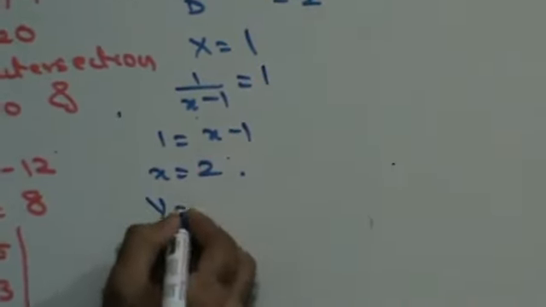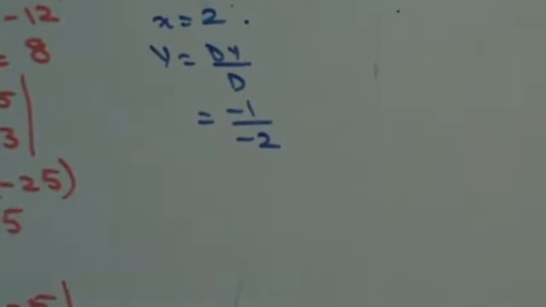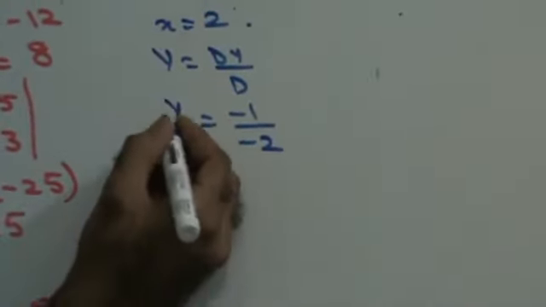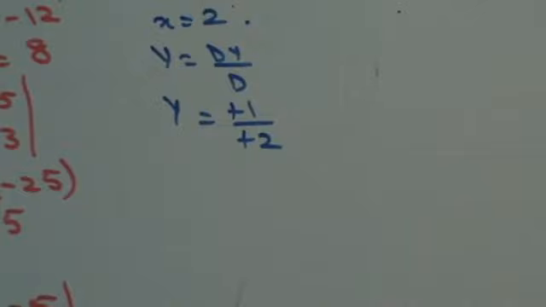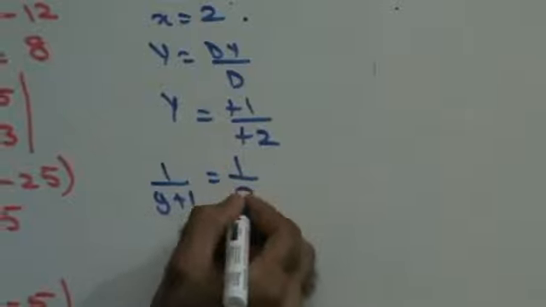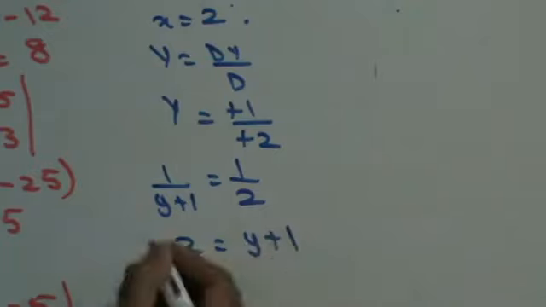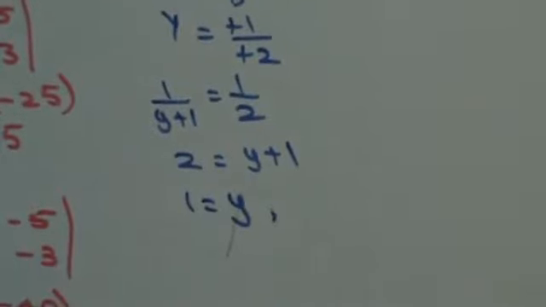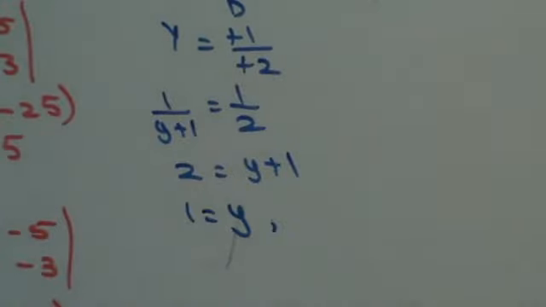Similarly, I can say Y is equal to Dy upon D. Dy is minus 1, D is minus 2, right? So in that case, I'll get Y is equal to 1 upon 2. But what is the value of capital Y? Capital Y is nothing but 1 upon y plus 1. So 1 upon y plus 1 is 1 upon 2. Cross multiply, so I'll get 2 is equal to y plus 1. Take 1 on the other side, 2 minus 1. 1 is equal to y. So you will get your value of x and y. Right? Do we get this? Let's see another similar sum like this.